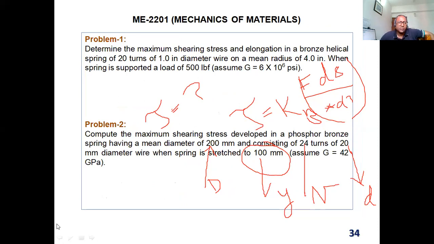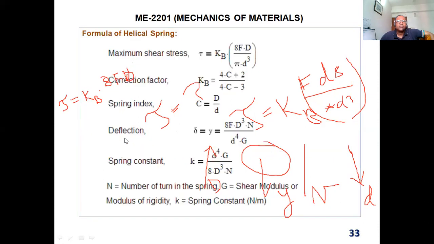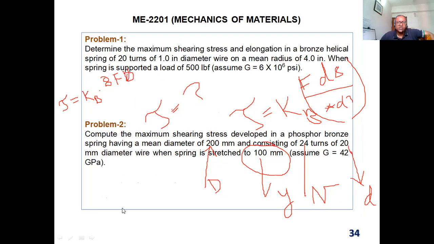Now let me write it down again. We need to figure out the shear stress equal to KB into 8F into big D by small d cube. 8 into FD, if you look over here, big D. So you see the D value is given.